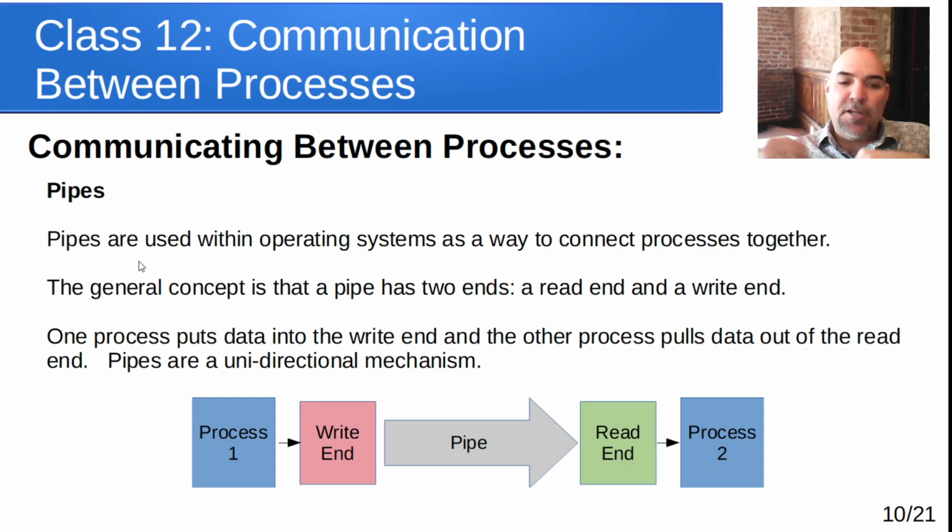Pipes are unidirectional, meaning that they're designed to be used to link one process with another process and only have data go one direction. In other words, I can't have process 2 here talk back through the pipe to process 1. So it's just a one-directional communication mechanism that process 1 can stuff data in, process 2 can pull data out, and get what process 1 sent to it.